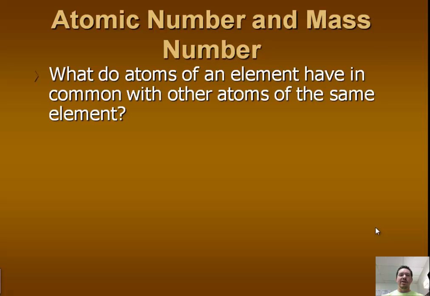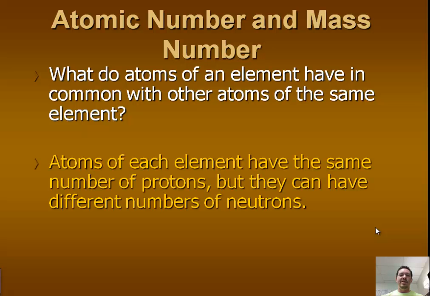Our next thing we're going to look at is atomic number and mass number. So what do atoms of an element have in common with other atoms of the same element? Atoms of each element have the same number of protons, but they can have a different number of neutrons. We'll talk about how they can have a different number of electrons later. But in order for an element to be what it is, we have to have just the right number of protons. So if we change the protons, we change the element.